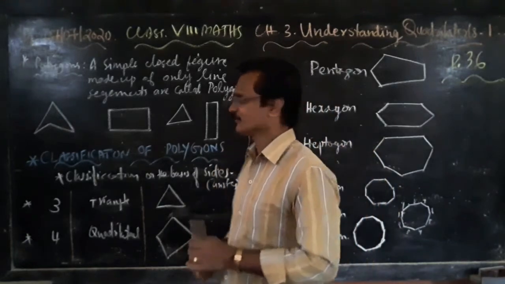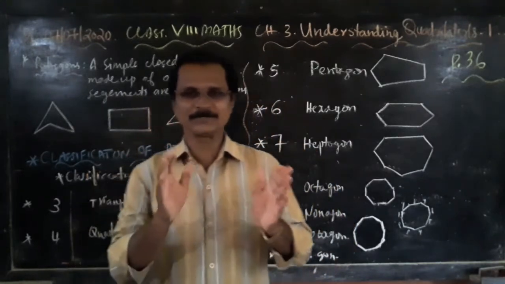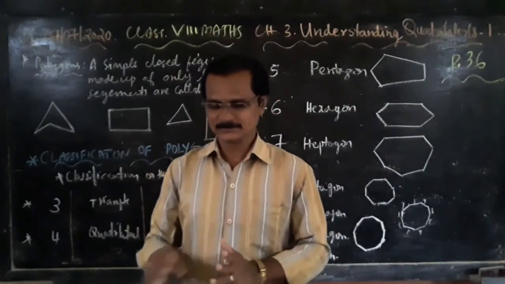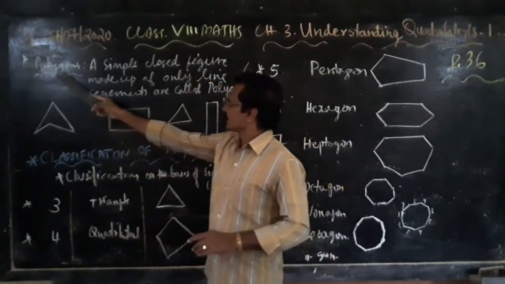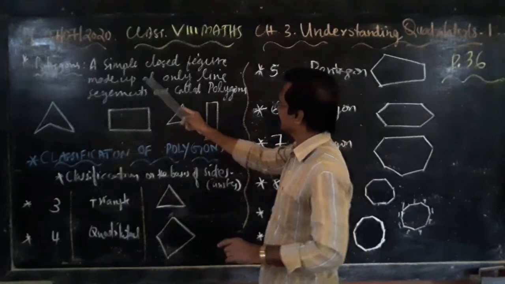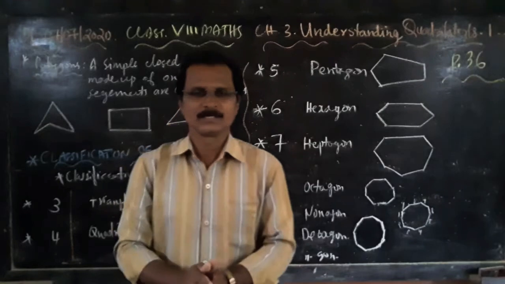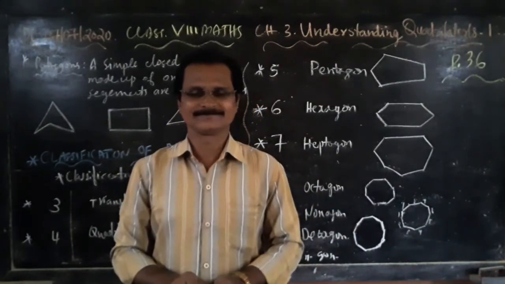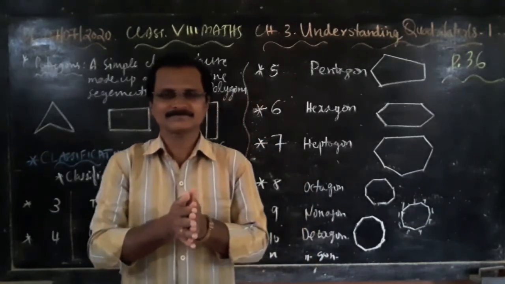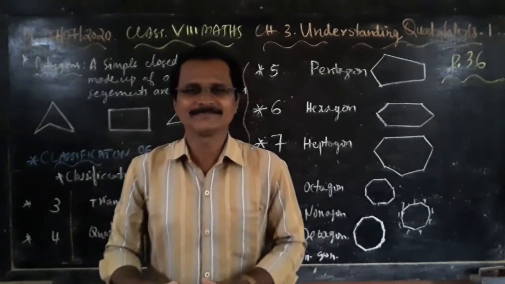Please take page number 36. The first point is, what is polygons? We are going to discuss the first point in this chapter, very important point. What is polygons? So new word, P-O-L-Y, polygons. Polygons means a simple closed figure made up of only line segments are called polygons. Very simple. A simple closed figure made with the help of line segments.